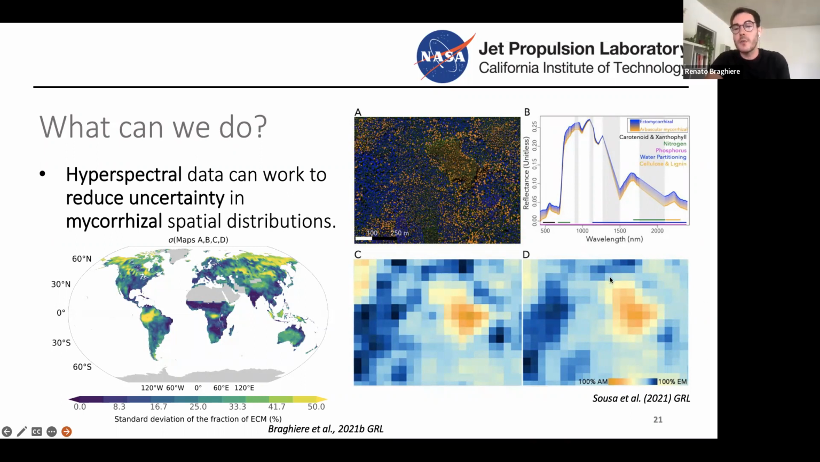So we can see that we are able, of course with some uncertainty, to determine where on Earth which plants are associated with one versus the other type of mycorrhizae.